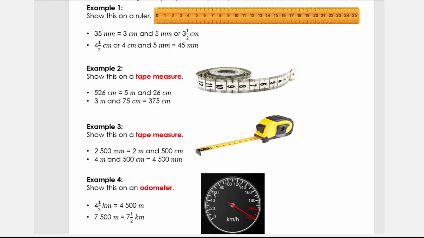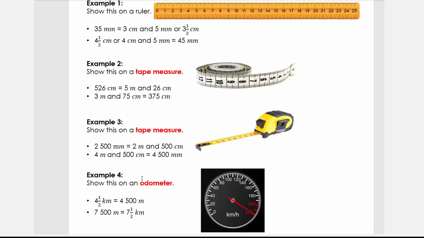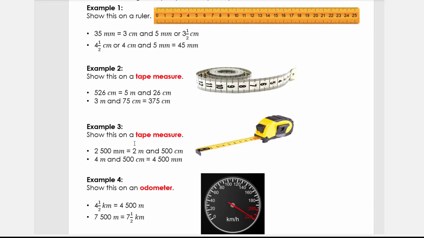Then the odometer in the car. So if we drove 4.5 kilometers, it's 4,500 meters. Or if it's 7,500 meters, it's then 7.5 kilometers. Why? If they can't answer you this, draw a number line. I know you can't draw something in kilometers, but just say this represents a kilometer. I want you to pause and go through all these examples.